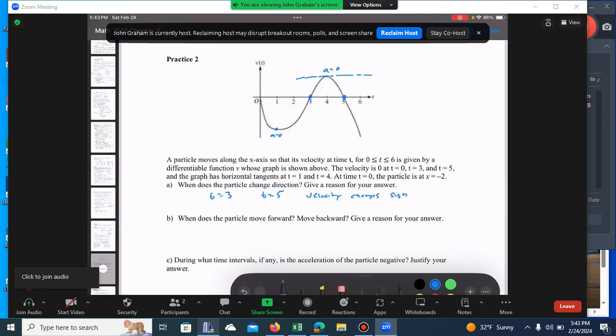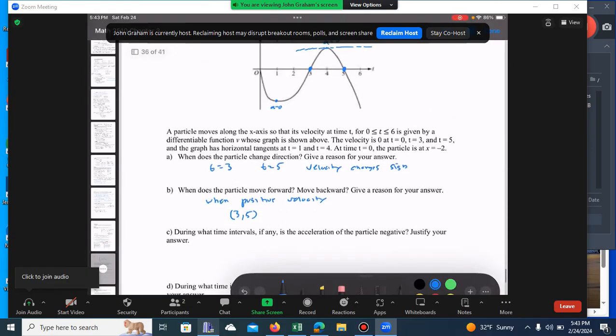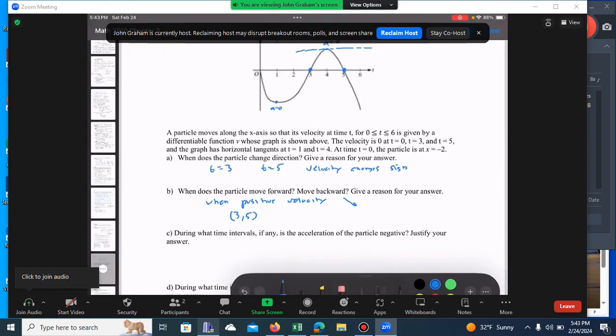When does the particle move forward? We want to have a positive velocity. So positive velocity between 3 and 5. And backwards, it's going to be negative velocity between 0 and 3 and between 5 and 6.